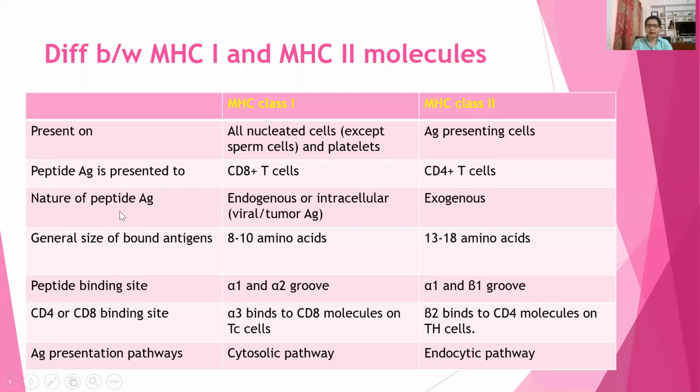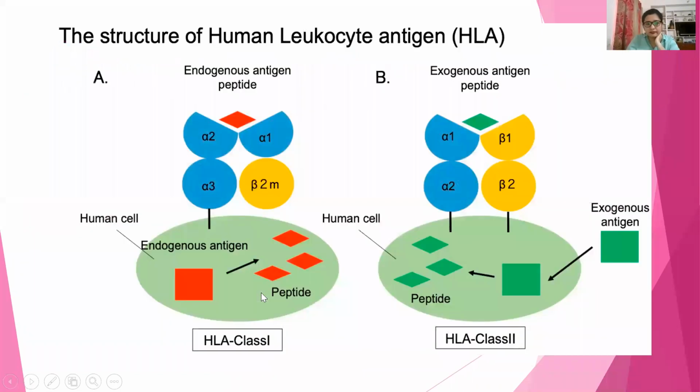After that, the nature of the peptide antigen: what is the nature of the antigen they present? So as I have already told you, class 1 will present endogenous antigen, and class 2 exogenous. And what is the general size of bound antigen? It is 8 to 10 amino acids in class 1 and about 13 to 18 amino acids in class 2. And what is the peptide binding site? In class 1, if we can see in the figure, the antigen binding site is made of alpha 2 and alpha 1, and in class 2 it is made of alpha 1 and beta 1.